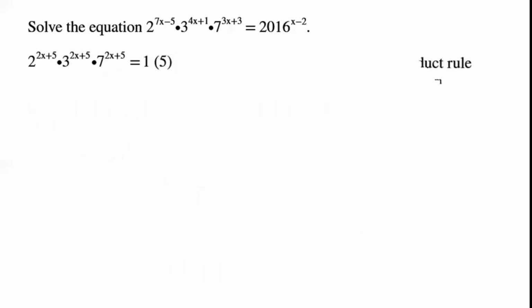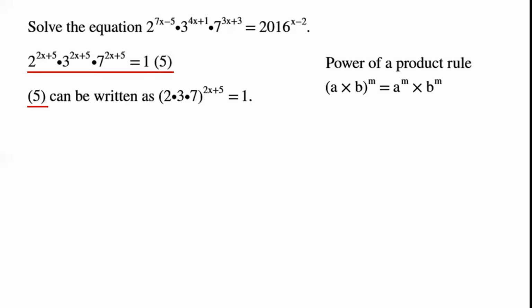equals 1. By the power of a product rule, we know that a times b, all to the power of m, equals a to the power of m times b to the power of m. So by applying the power of a product rule, equation 5 can be written as 2 times 3 times 7, all to the power of 2x plus 5 equals 1.